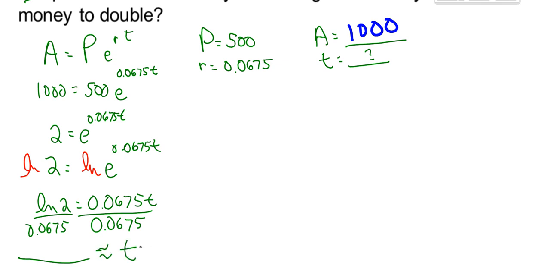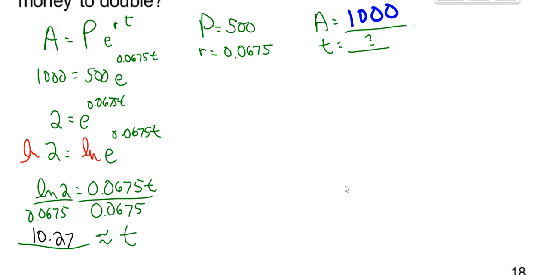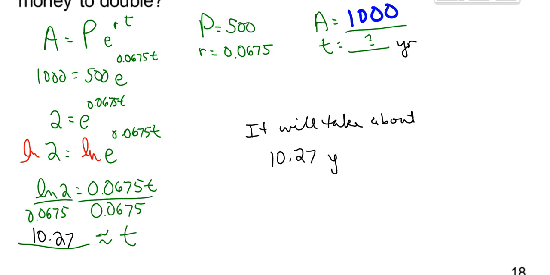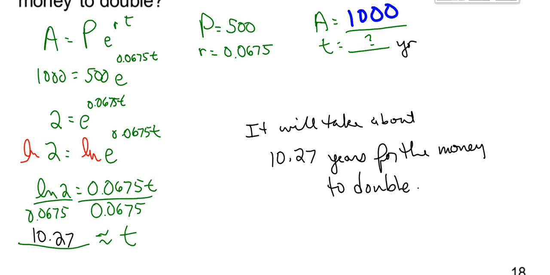So if you have a calculator, go ahead and find that. Otherwise, I'll tell you it's about 10.27. So really, no matter what I had put in there, it will take about 10.27, and time is in years, years for the money to double. So awesome problem right there.